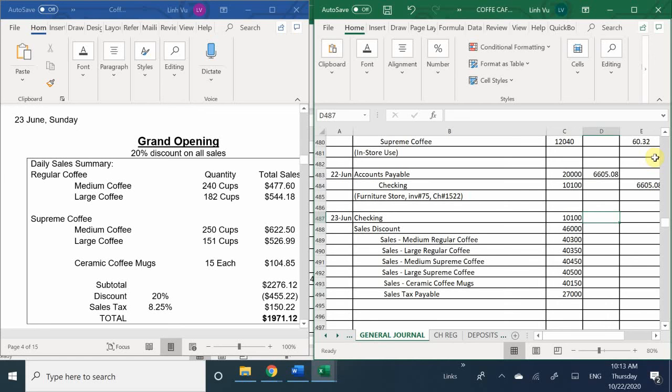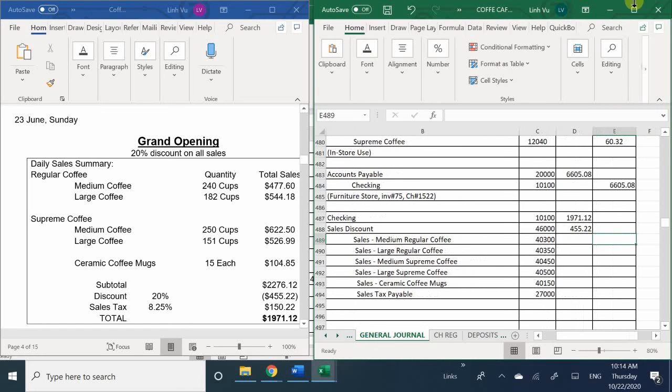And then we're going to do checking, which is 1971.12. And then sales discount, 455.22.